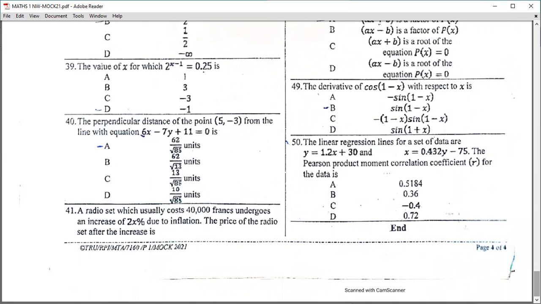So the last question: the linear regression lines of a set of data are y equals 1.2x plus 30, and x equals 0.432y minus 75. The Pearson product moment correlation R for the data is, so how do we get the Pearson product moment correlation for such data?